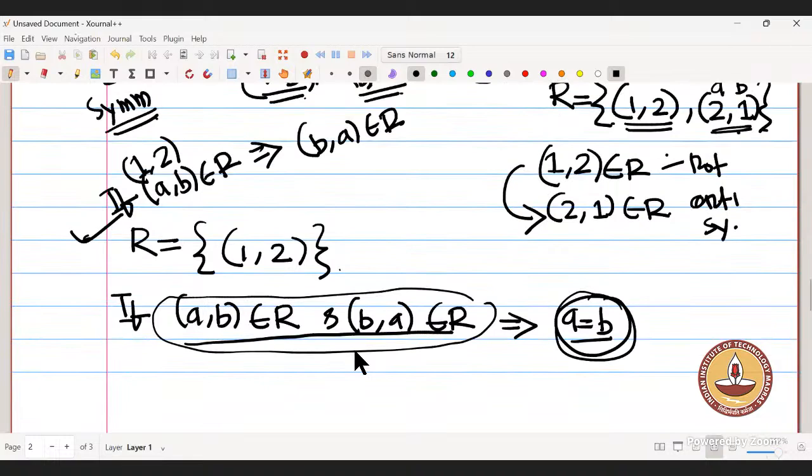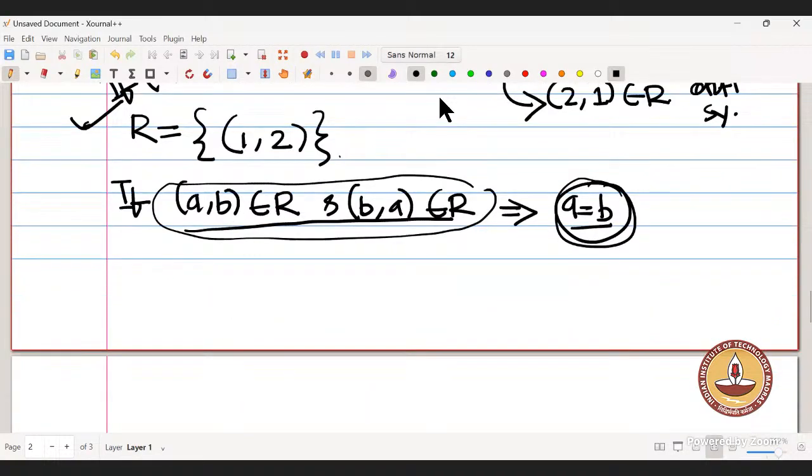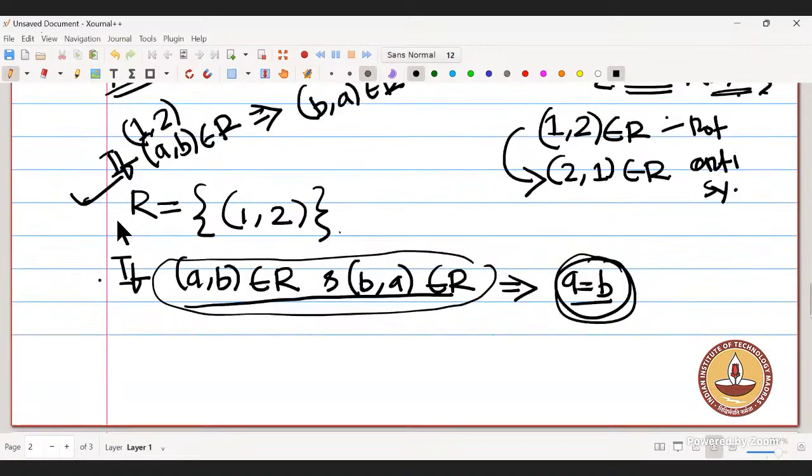Sorry. How do I know that (1, 2) is anti-symmetric? Is it given to us, or how do I deduce that this is anti-symmetric? Just now I told, right? The condition is that the second part is not there, so we are not checking. So then it's vacuously true, right?